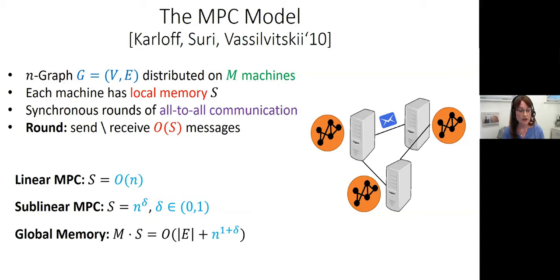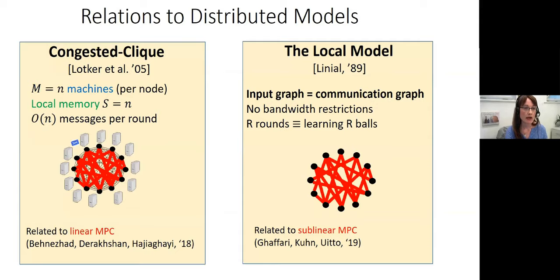Usually we would like the global memory to be as tight as possible, that is roughly the number of edges in the graph. In this talk, I'll be slightly less orthodox, and I also allow the global memory to have an additional n to the 1 plus delta. We can discuss this aspect towards the end of the talk if that's really necessary. Okay, so this is the MPC model. And at least from the perspective of distributed graph algorithms, this model can be connected to two well-known models in distributed graph algorithms. The first model is the congested clique model. This model was introduced by Lotker et al. in 2005. And the way that we traditionally think about this model is as follows.